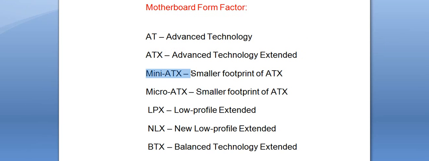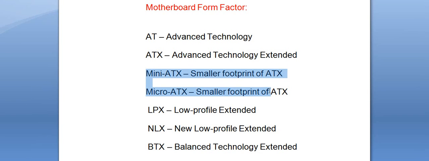Then we have mini ATX and micro ATX, and these are just smaller versions of the ATX. As you might guess, mini ATX, micro ATX, it's obviously a smaller footprint of the ATX.